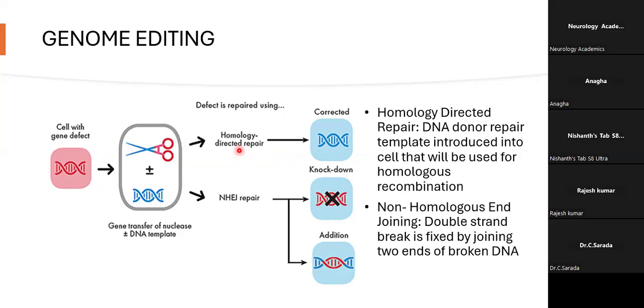And the corresponding complementary DNA will be there, that is the normal complementary DNA. The DNA template that we are inserting will form base pairs with the normal complementary DNA and form normal protein. Whereas in the case of non-homologous end joining, one mechanism is complete knockdown of the protein, that is, the nuclease will induce breaks in the DNA strand at the point of mutation and will suppress the formation of toxic protein. Another form is by addition, that is, the DNA template that we are inserting will join the two ends of broken DNA and form normal protein.